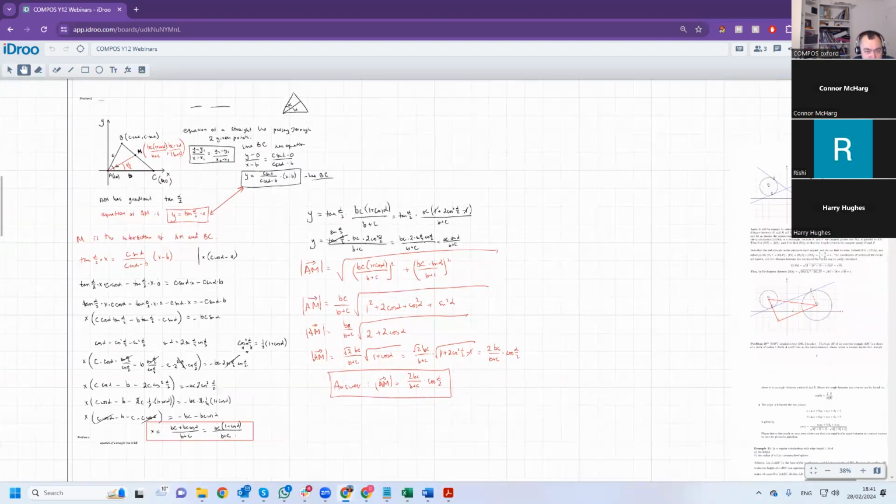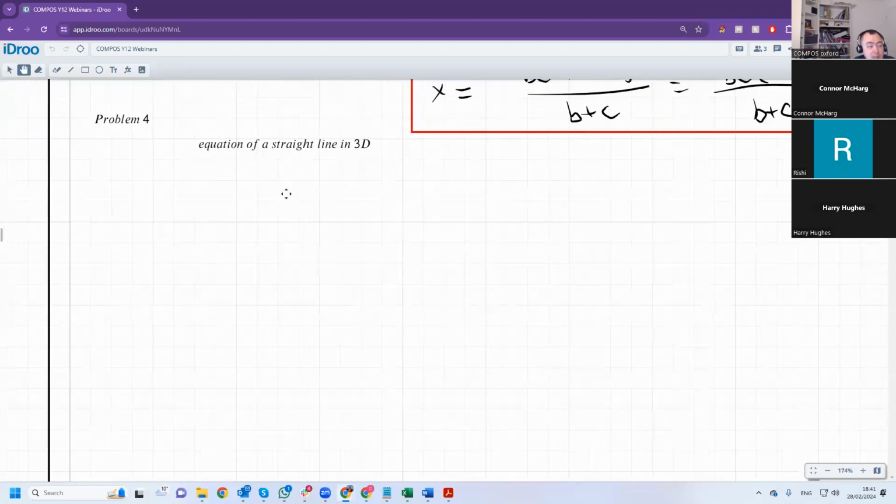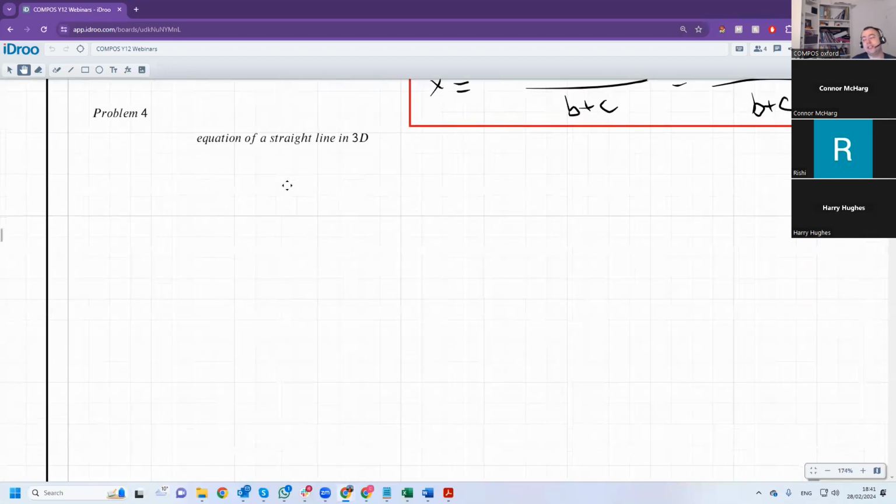Okay, so equation of a straight line in 3D. Does anyone know how to do an equation of a straight line in 3D? What does an equation of a straight line in 3D look like?